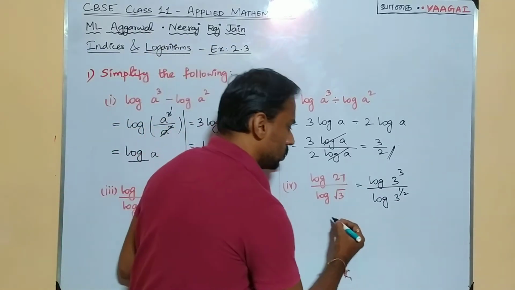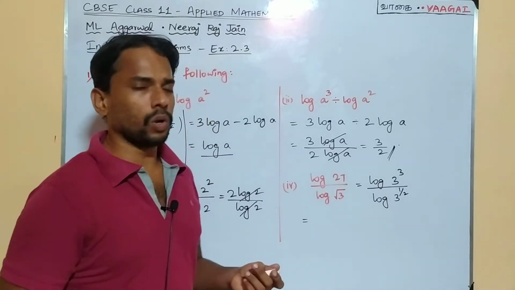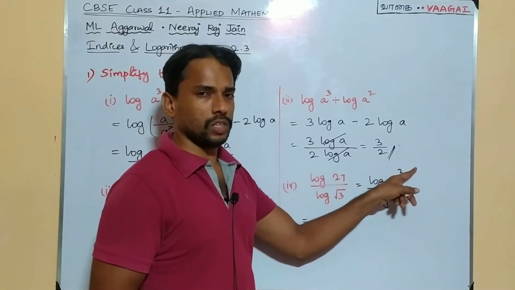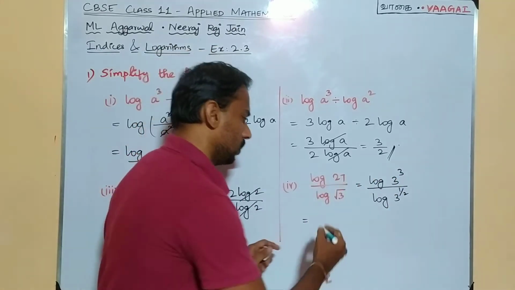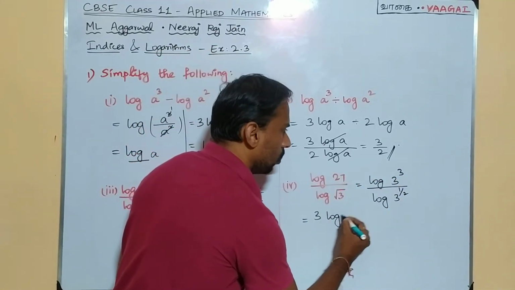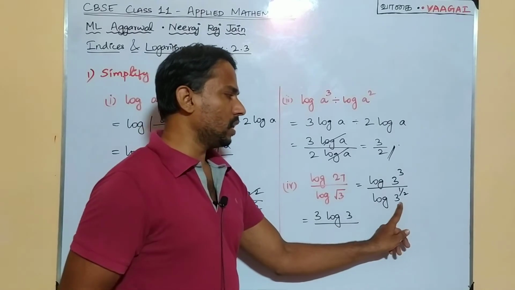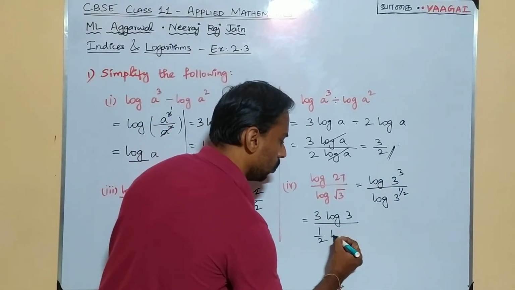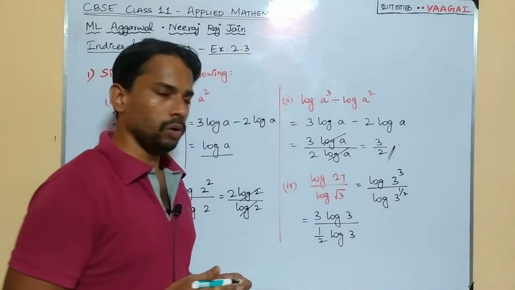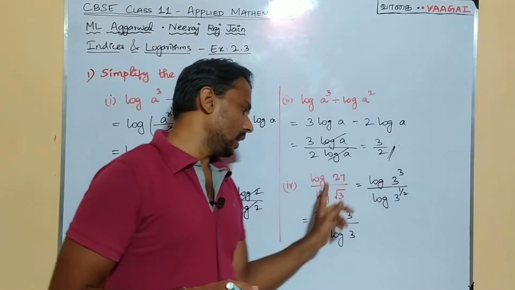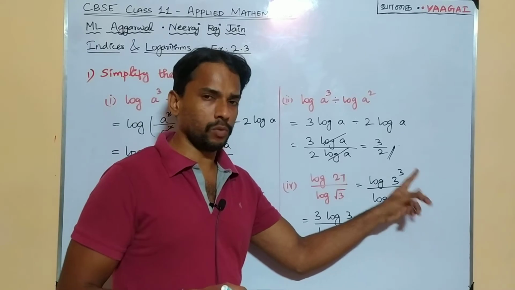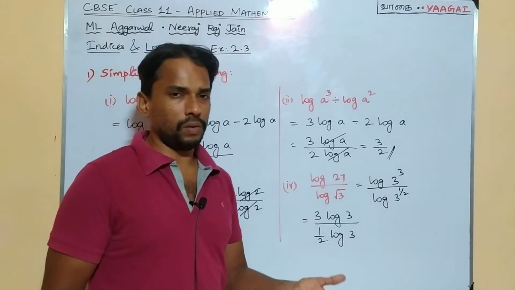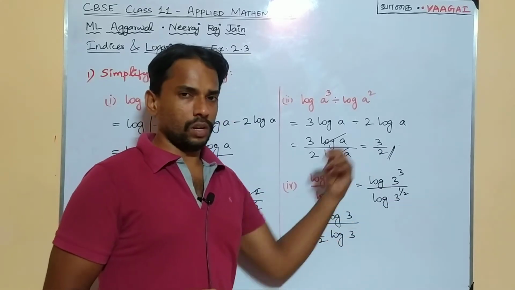Now again I'm going to use the power rule only. So it becomes log 3 power 3. This power 3 will come to the front, so that will become 3 log 3, divided by, same way here also we have 3 power half. This half will come to the front, so it will become 1 by 2 log 3. I hope it is very clear to you. So log 3 cube I am writing like this, 3 log 3, and log 3 power half I am writing like half log 3. Just using the power rule, that's it. The powers will come to the front.